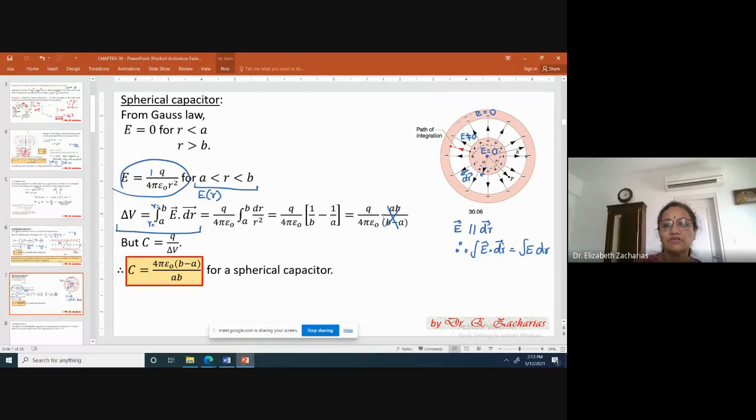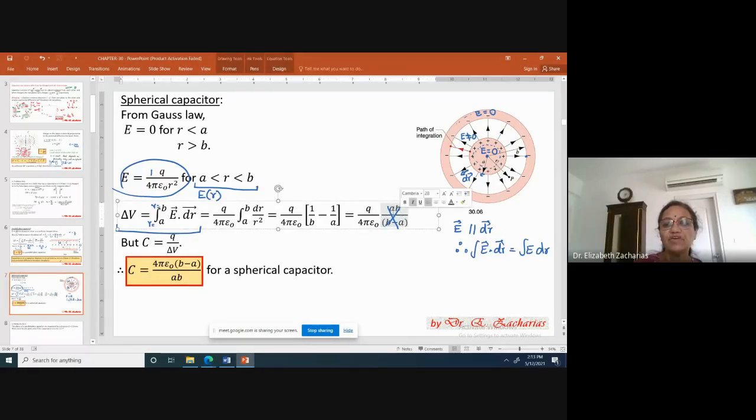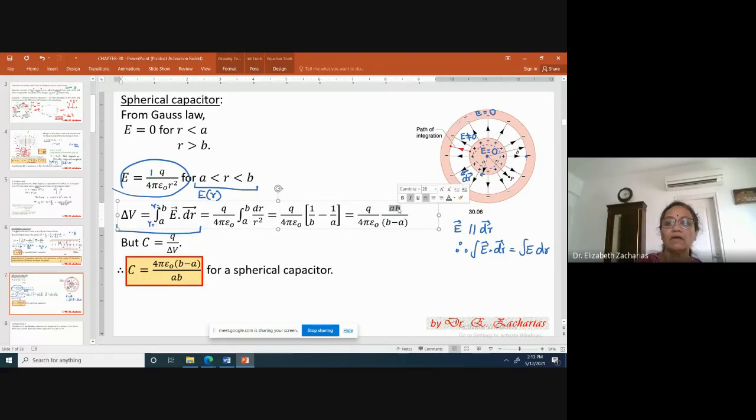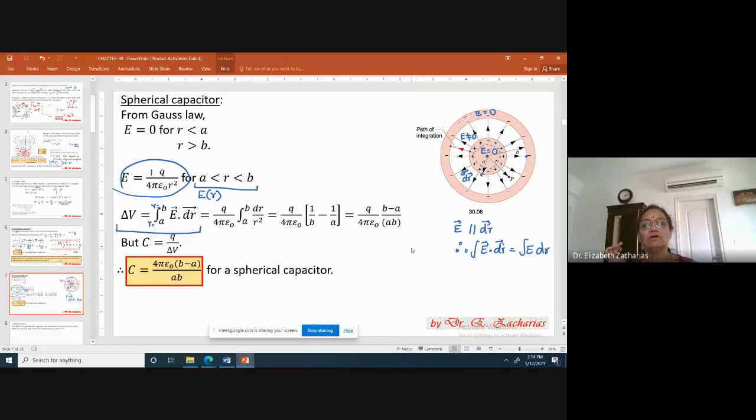So what happens here is, what should be there in the denominator and numerator? Anyone? Here I should have AB, and here I should have B minus A. Numerator I should have B minus A. Am I right? Yes or no? Yes. You people will kill the confidence of a teacher by not answering anything.